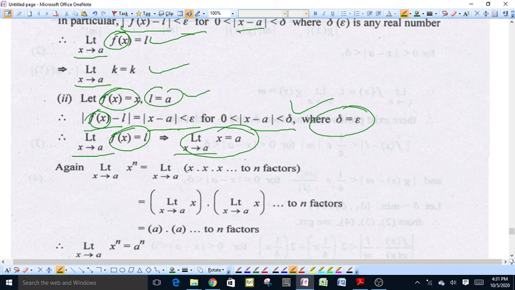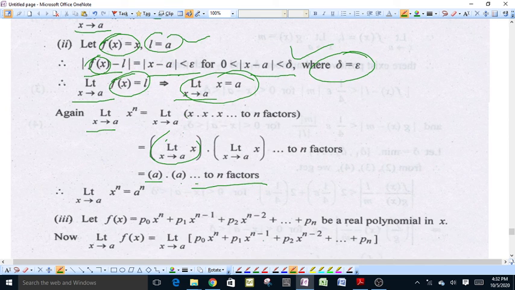Again, if we take the limit of x raised to power n as x equals a, x raised to power n can be written as x into x, n factors. Taking the limits of all the individual factors separately, we have the limit of x as x equals a comes out to be a, n times. Therefore, the limit of x raised to power n as x equals a is equal to a raised to power n.